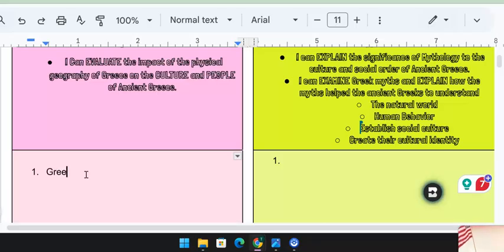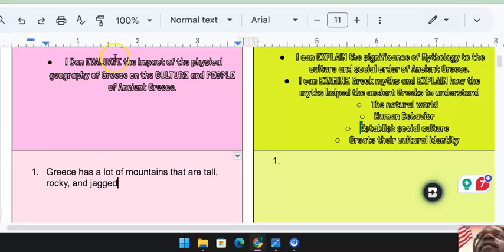Okay, so Greece has a lot of mountains. Let's be a little bit more specific. What do we know about those mountains? Okay, that they are tall, rocky, and jagged, right? Because that is going to help us to understand the effect that it has on the culture. If they had lots of rolling mountains that weren't super tall, would that have a different impact than tall, super rocky, super steep mountains?